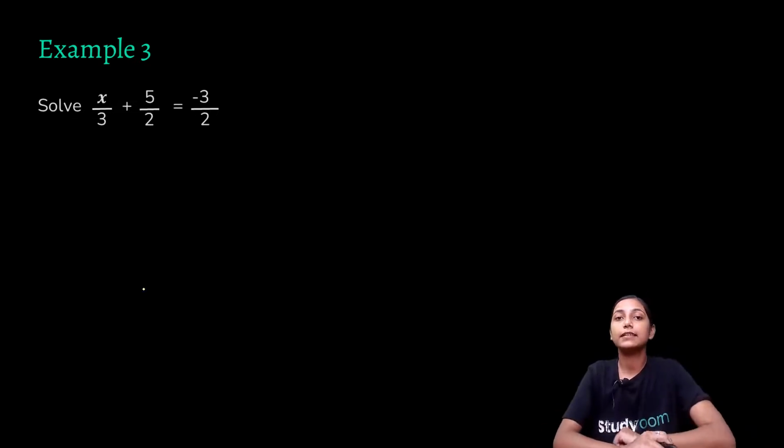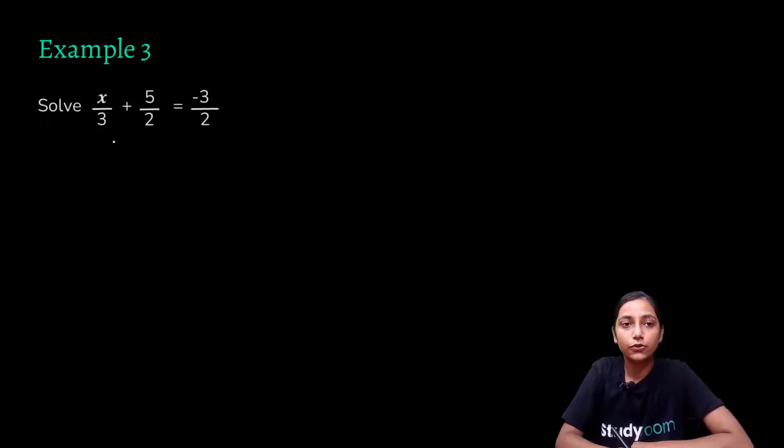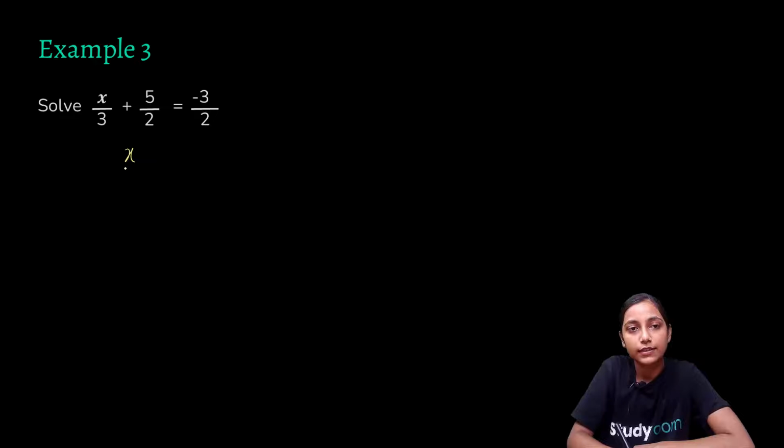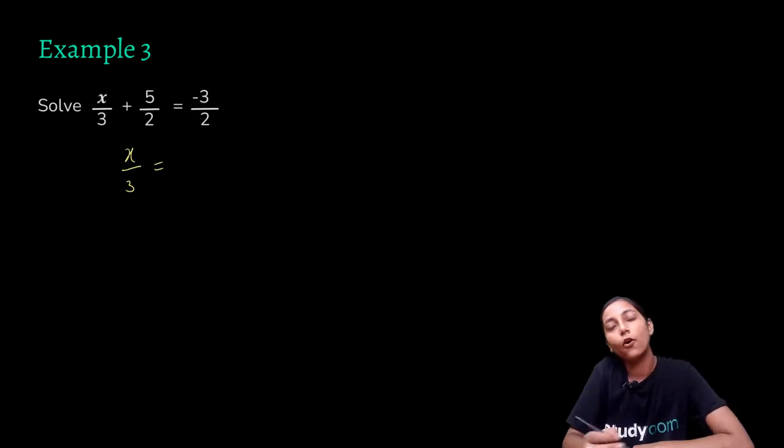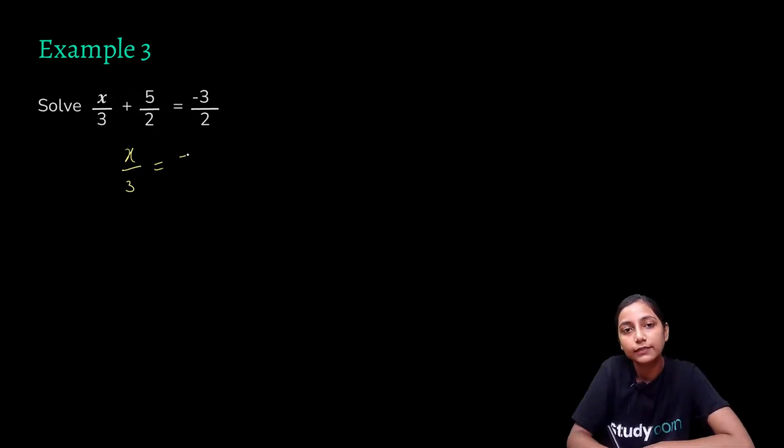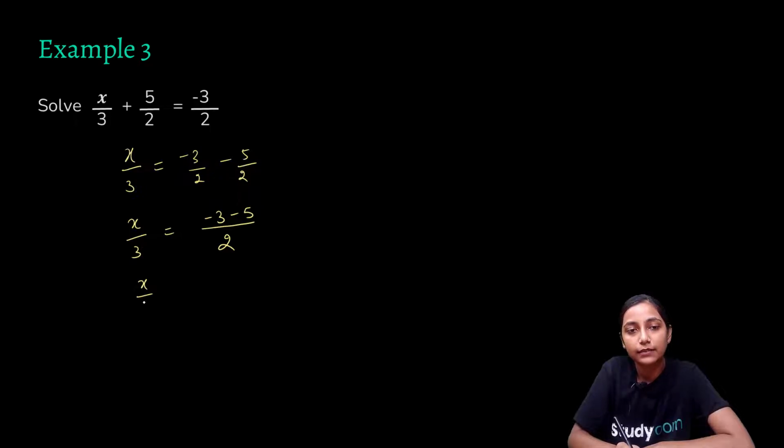Our next example is example number 3. We need to solve x by 3 plus 5 by 2 equals minus 3 by 2. Again, we will repeat our first step, that is to keep all the constants on the right hand side. This will be minus 3 by 2 and it will become minus 5 by 2. Now in order to solve it, take the LCM, which is 2, and it will be minus 3 minus 5. That is x by 3 equals minus 8 by 2.